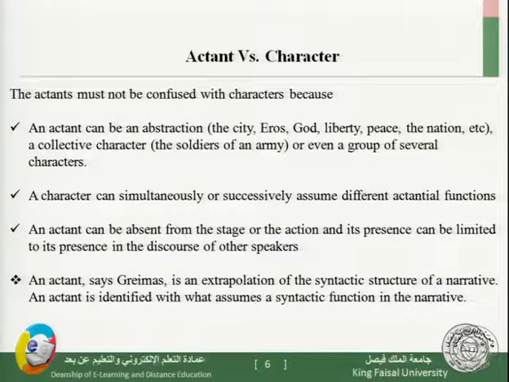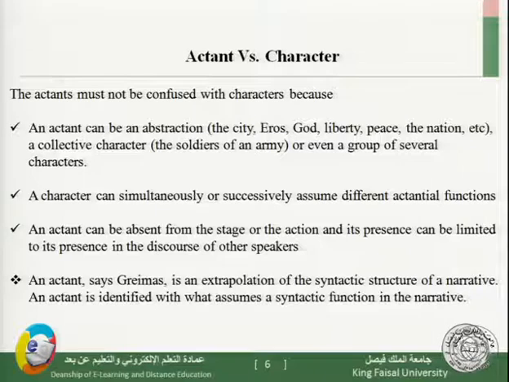The acton must not be confused with characters. They are not characters, because an acton can be an abstraction. It can be a city, the people, the nation, eros, God, liberty, peace, etc. All of these categories can function as an acton, and they are not characters, as you can see. A collective character can be an acton. For example, the soldiers of an army can be an acton, or even a group of several characters, like the chorus.